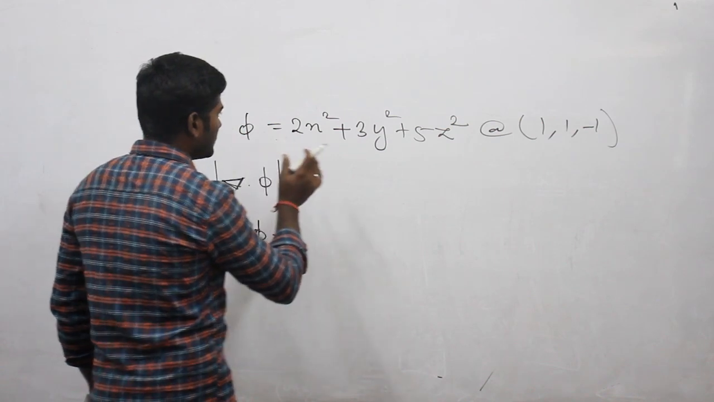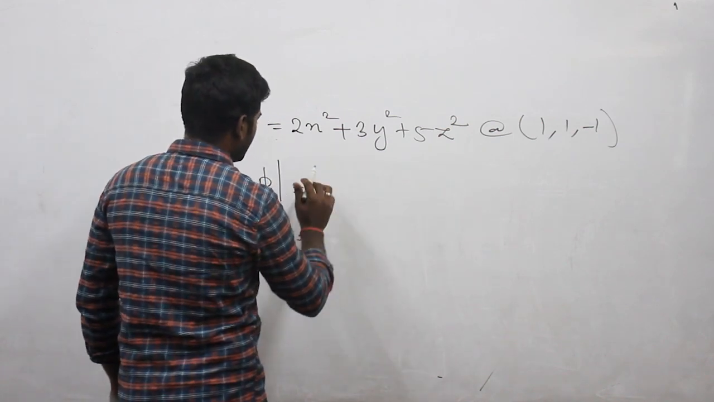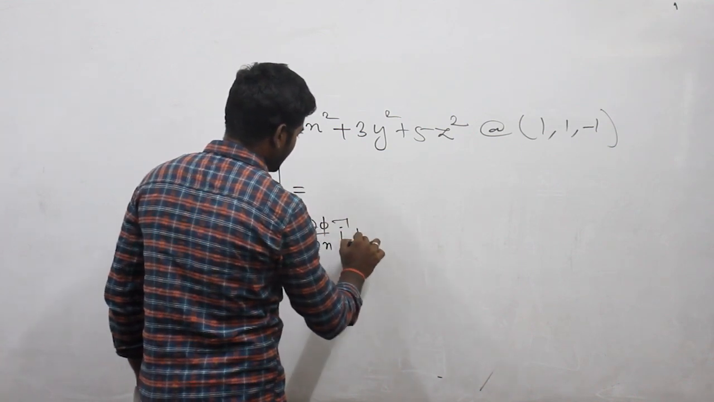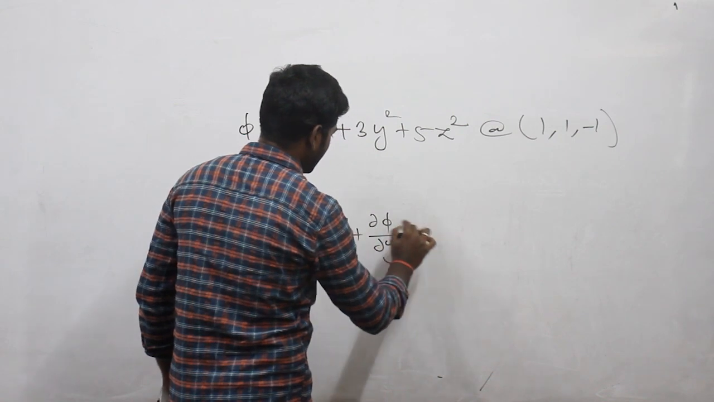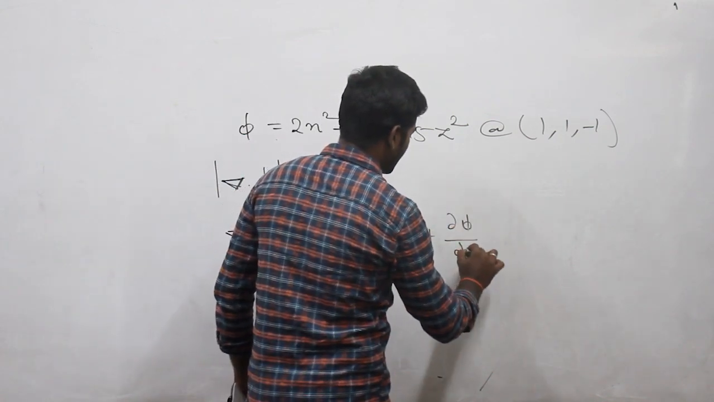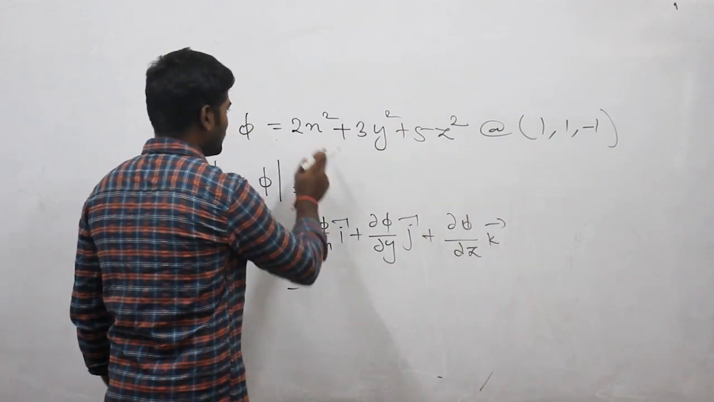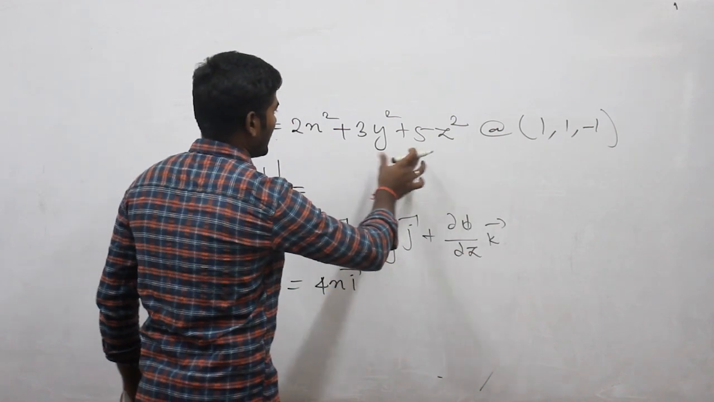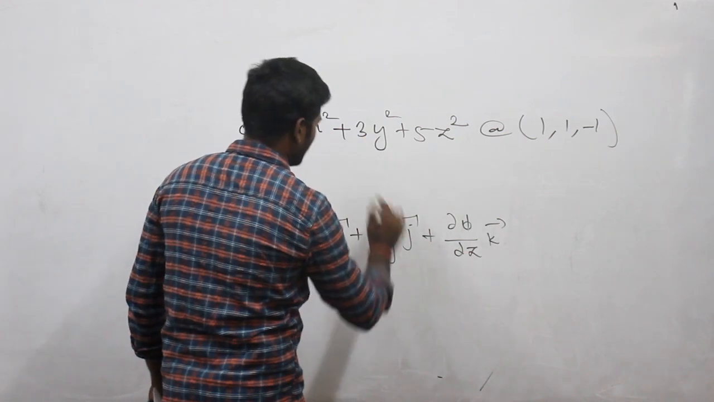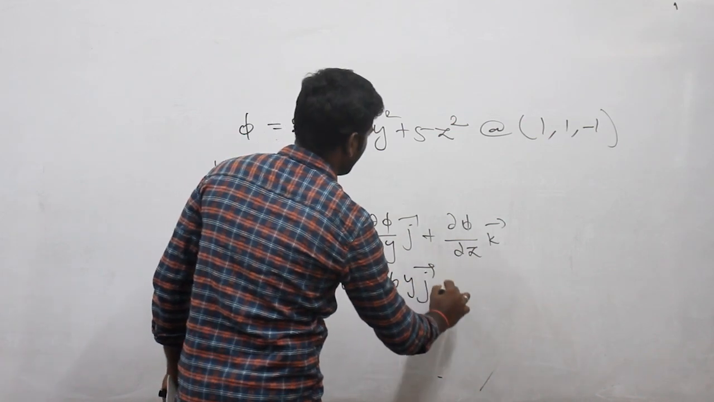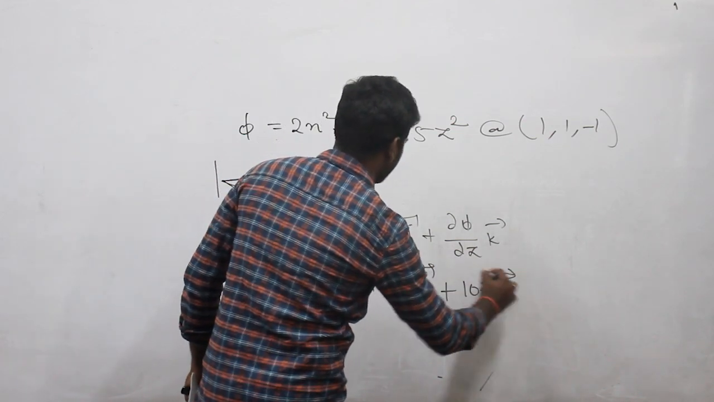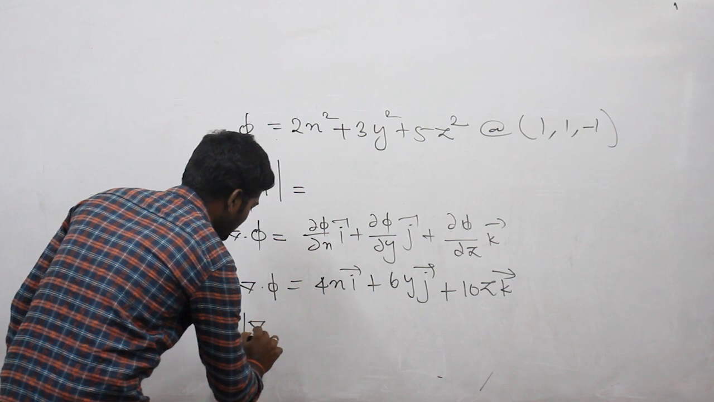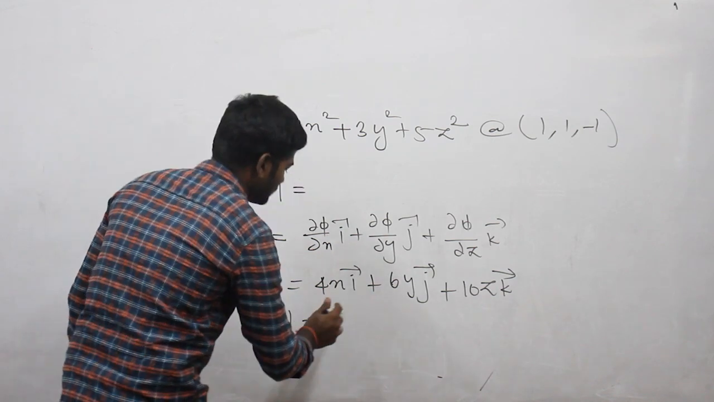Gradient of phi means what? If you take the gradient, you get dou phi by dou x i vector plus dou phi by dou y j vector plus dou phi by dou z k vector. This is the gradient formula, right? So if you substitute here, differentiating with respect to x gives 4x i vector, no other term has x. Next, y is here, so 6y j vector plus 10z k vector. So this is the gradient of phi.